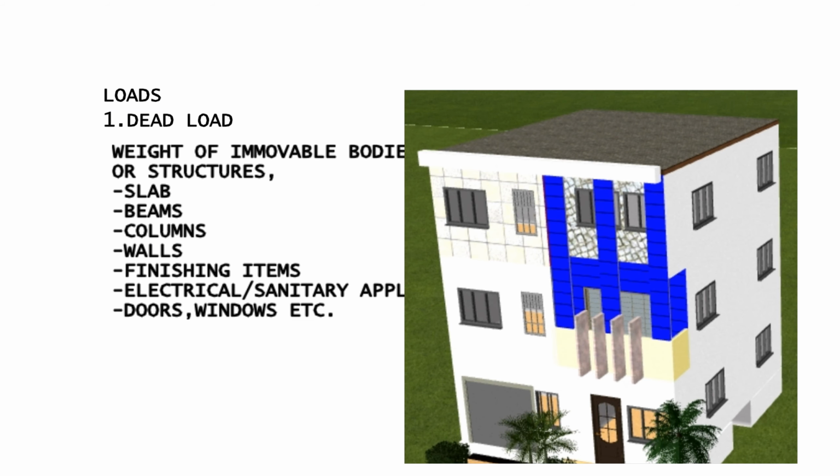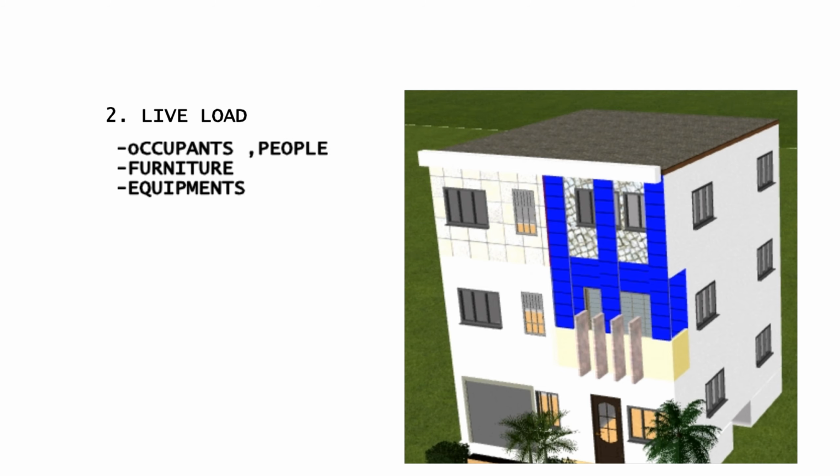Now, we'll see what are the types of various loads. The first one is dead load. Dead load is a load due to immovable bodies, that is self-weight, finishing loads and water tanks, etc. Number two is live load. Live load is due to movable bodies, that is persons, furniture and equipments.